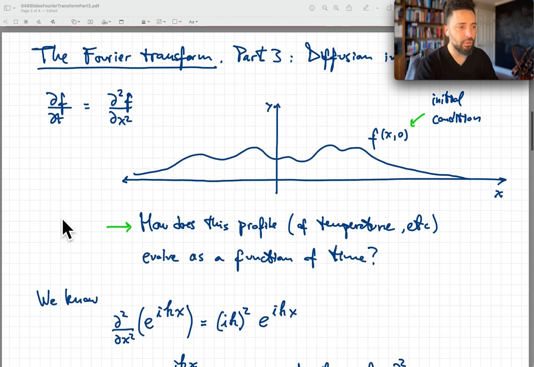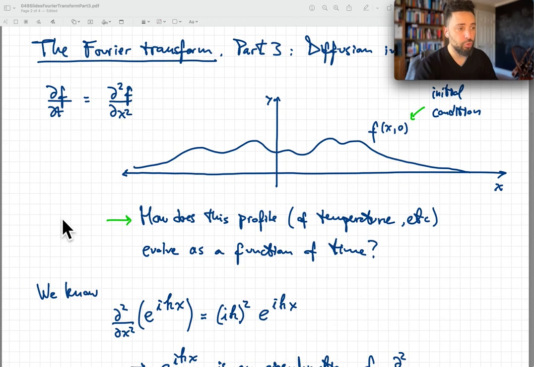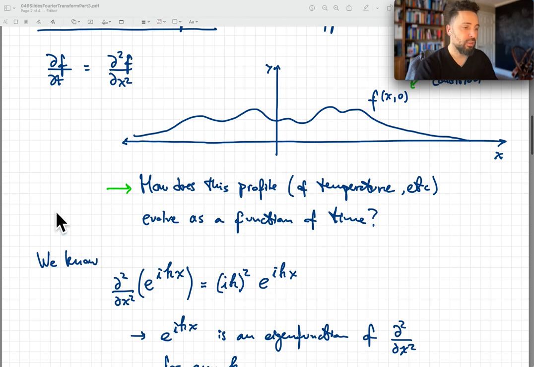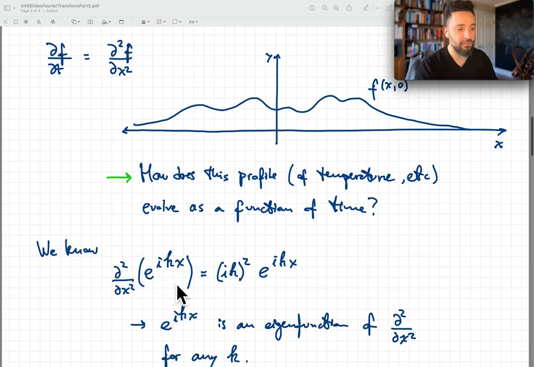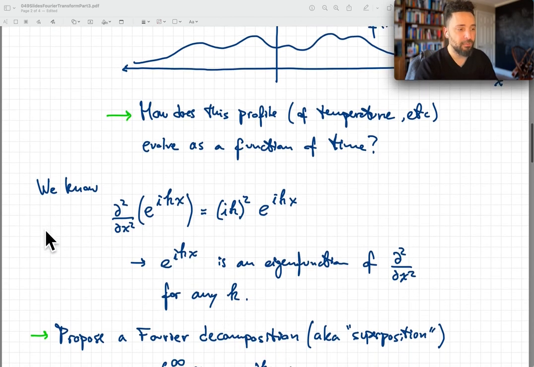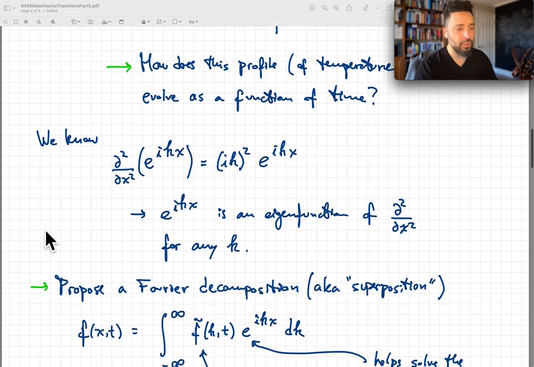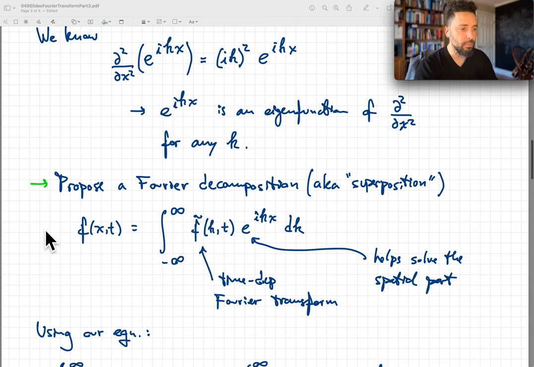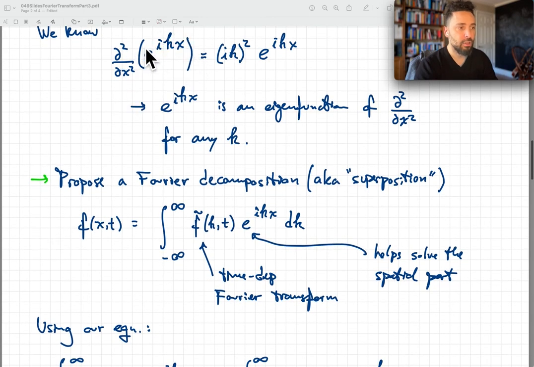And the rationale to solve this problem using Fourier transforms is the usual. That is that second derivatives of e to the ikx, this type of function, will give us ik quantity squared times e to the ikx. And so that is, of course, that e to the ikx is an eigenfunction of the second derivative operator for any value of k. In fact, k could even be complex, and this would still be an eigenfunction of the second derivative operator. And because of that, we propose the Fourier decomposition, also known as the superposition of these modes, e to the ikx, as our solution.